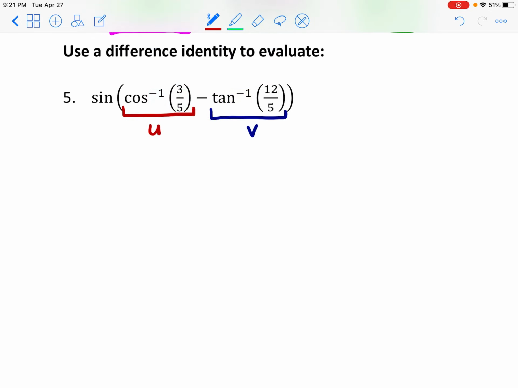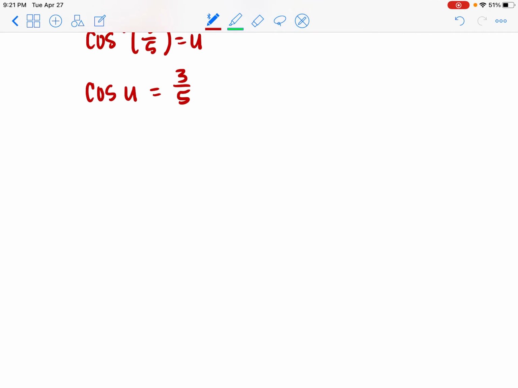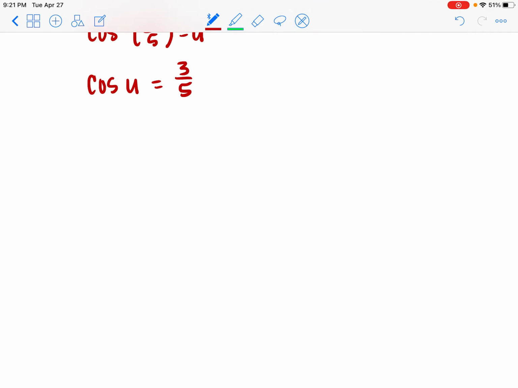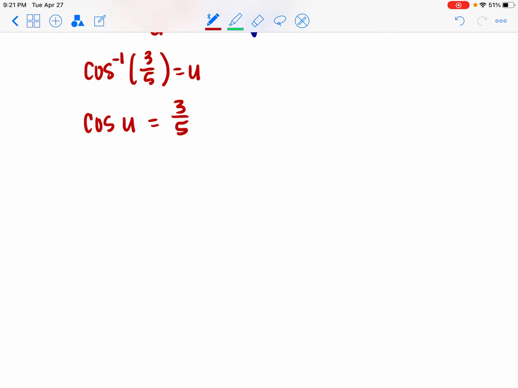If the inverse cosine of 3/5 is equal to u, what does that mean? Well, it means that if we were to take the cosine of u, we would get 3/5, right? That's precisely what our inverse function means. So the cosine of some angle being 3/5 means if we were looking at a right triangle, and I'm going to use my little cheat tool here to draw myself a right triangle, and in this right triangle we had angle u, this means that the adjacent side would be 3 and the hypotenuse would be 5.